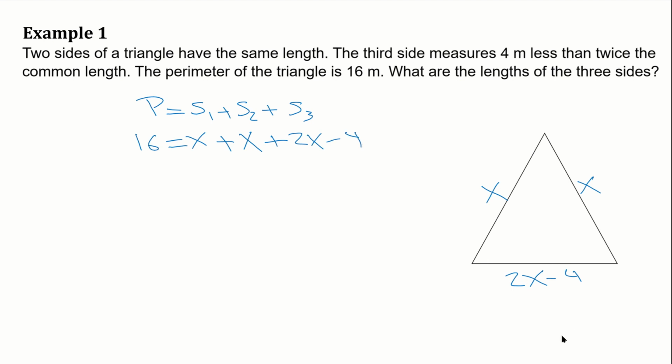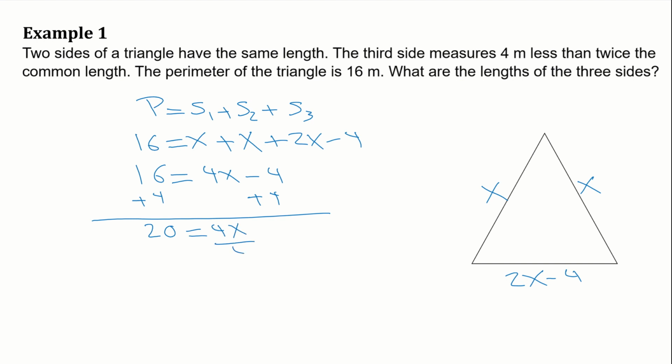See? Now that we've done that, as I said, the last step is the easiest. Just solve that, you should be good to go. So we get 16 equals, if we combine these three terms, we get 4x minus 4. Now we'll just solve for x by first adding 4 to both sides to isolate the x term. So we get 20 equals 4x. Now we just divide both sides by 4. So we get x equals 5.